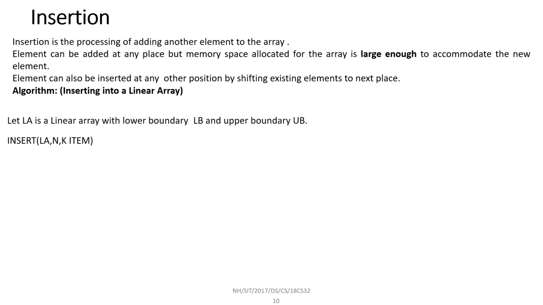Algorithm or that function requires at least this information. One is what is the array of interest. LA is the linear array. N, number of elements right now, number of elements that are there in the array. It is not the maximum size but size of the array, length of the array. N is the length of the array. K, where you are going to insert. Item, what you are going to insert. The data type of this item and LA should be same.